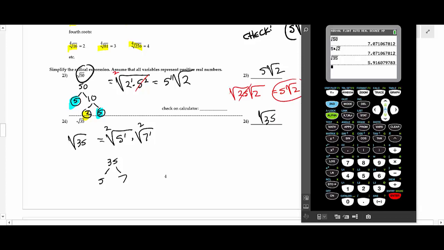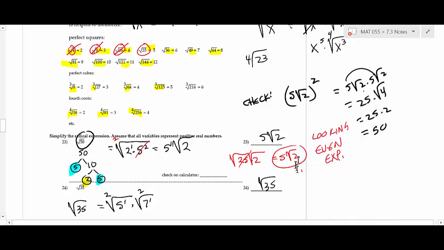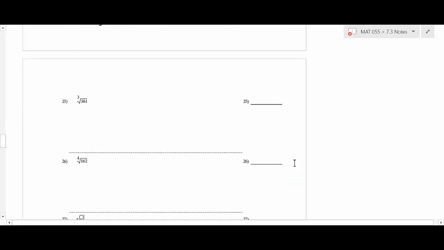Okay, the other way to look at this is like this. If you look at these perfect squares, does 4 go into 35? No. Does 9 go into 35? No. 16, 25, in fact, none of those numbers go into 35, so that means you can't do anything with the problem. Okay, that's the idea.